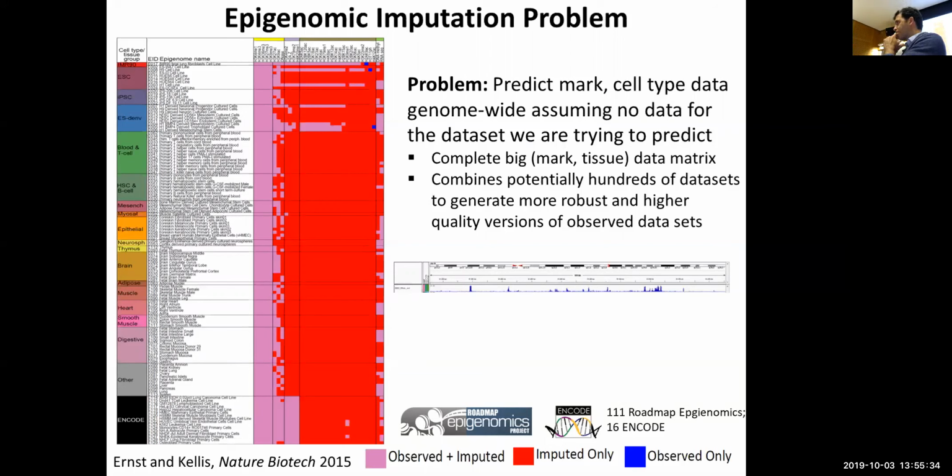Yeah, is it just impractical to do ChIP-seq for every single one? It's extremely expensive. That's part of the reason why we're doing this.